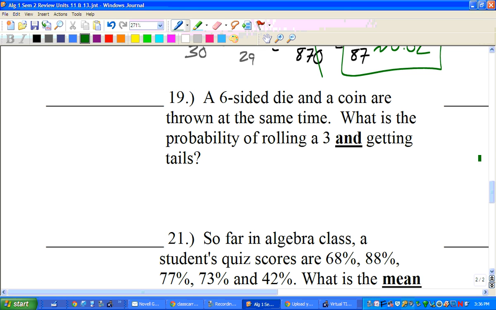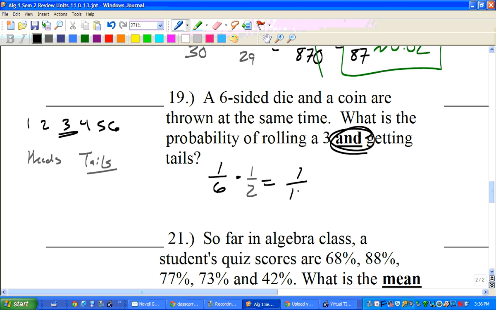Alright, a 6-sided die and a coin are thrown at the same time. What is the probability of rolling a 3 and getting tails? Okay, well there's only 1 out of 6 to get a 3, and to get heads or tails, that's only 1 out of 2. Okay? So multiply, once again it's "and," so that means to multiply, so we get 1/12 and that'd be 0.08, okay?